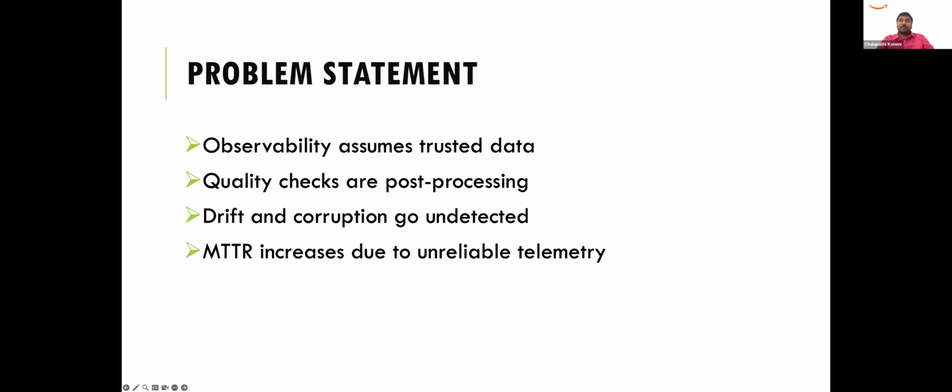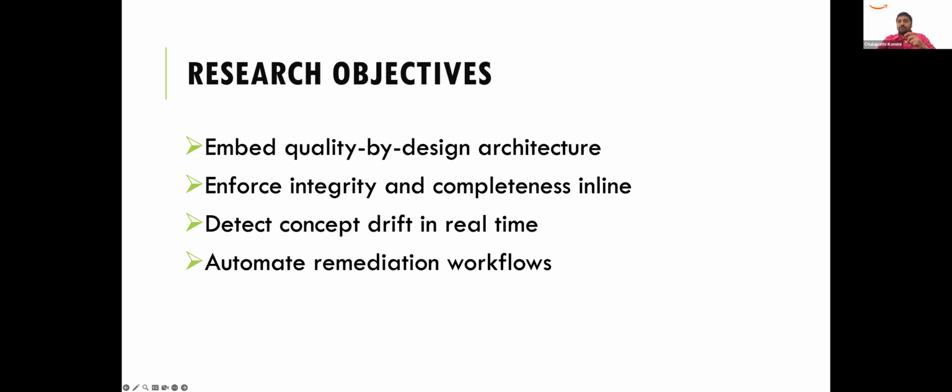As I was saying in my opening statement, the quality checks are post-processing in most of the applications that we design. When the quality checks are post-processing, the drift, anomaly, and detection of data issues all happen once the data is captured. And MTTR, the mean time to respond for the incident, is also higher.